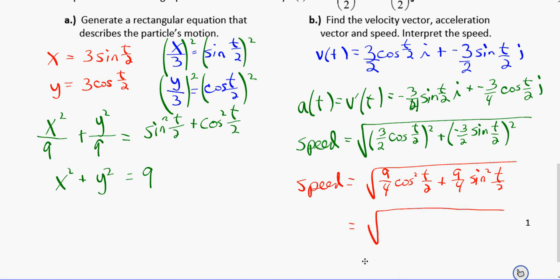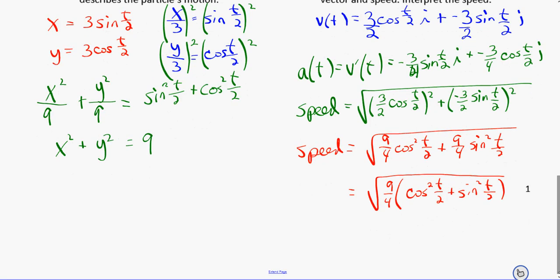Okay, we're going to factor, right? So I'm going to factor out the 9/4, undistributed. What's in the parentheses? 1. So 1 times 9/4 is 9/4. The square root of 9/4 is 3/2. What do we know about the speed? It's constant. The speed, as we travel around, as we run laps around this circle, the speed is constant.